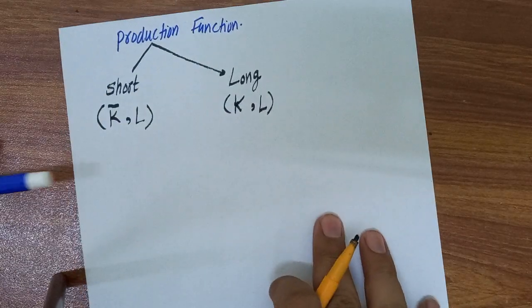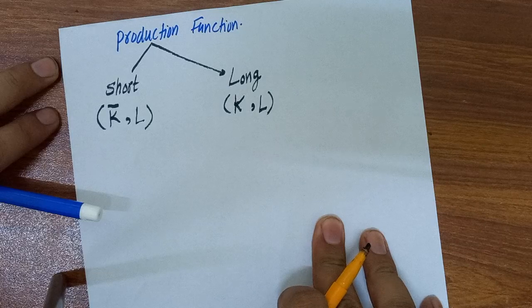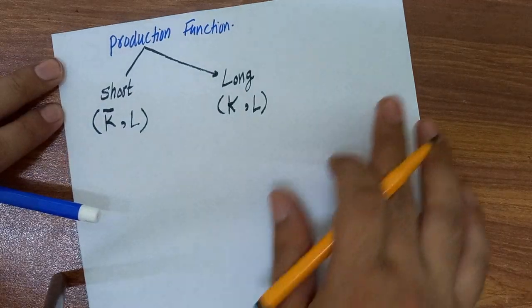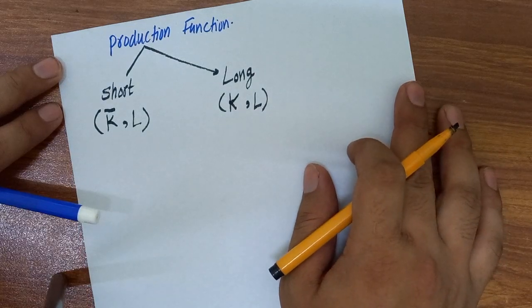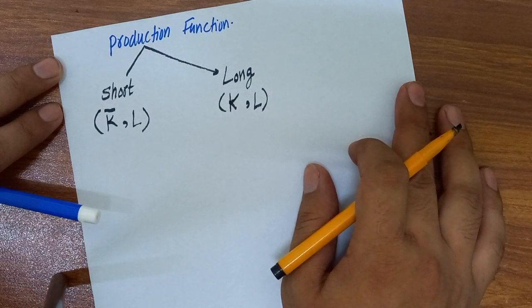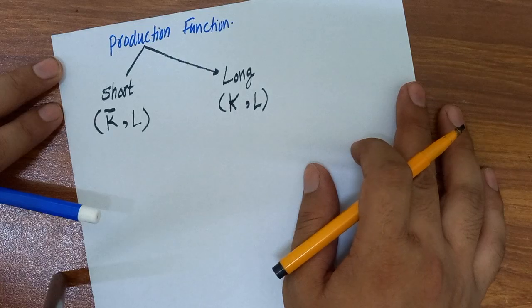Bismillahirrahmanirrahim. Today we'll talk about the production function. In production function we are making the products, and here we have two kinds of production function. One is short term and one is long term.